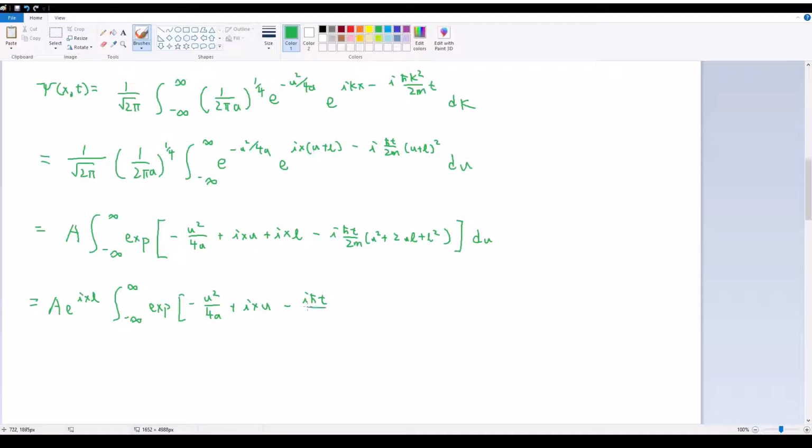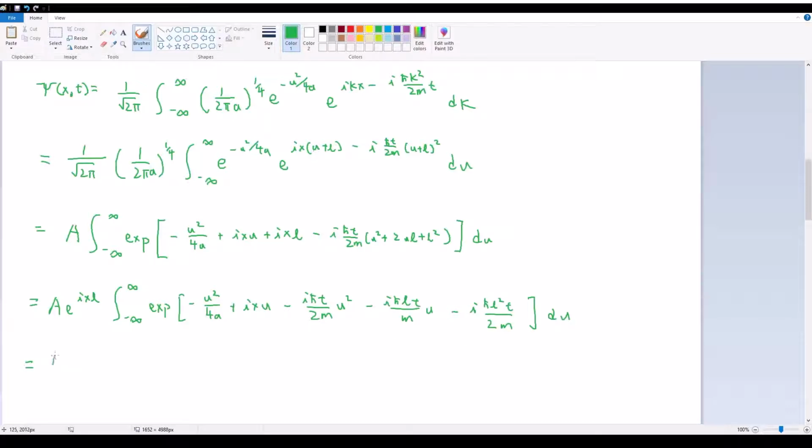i h bar t over 2m u squared minus i h bar l t over m times u, I believe. i h bar t over 2m, 2's cancel out. U goes at the front, l goes at the front top, yeah. And then minus i h bar l squared t over 2m. Close this off with du. Immediately I can also move this term over, negative i h bar l squared t over 2m. Yeah, I can move this term over because it has no u dependency on it.